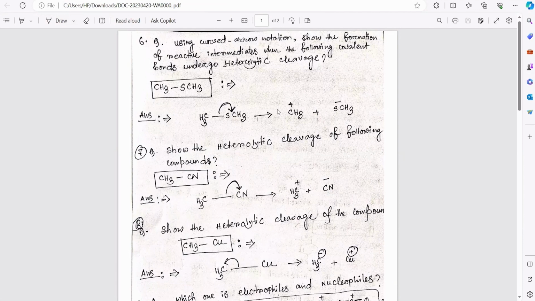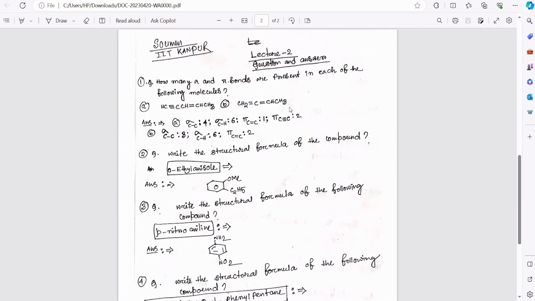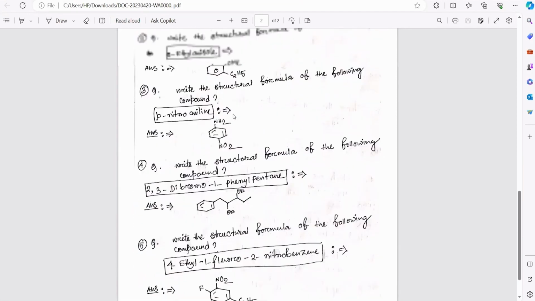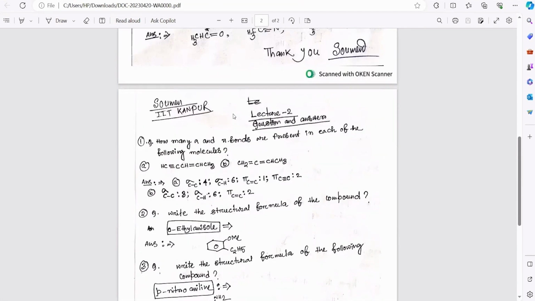Whatever I have written here: using curved arrow notation, show the formation of the reactive intermediate when the following covalent bonds undergo heterolytic cleavage. There are five questions here, which I'll discuss in lecture two.